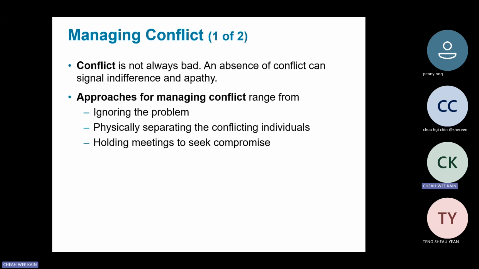If there is no conflict, it's a sign of indifference. People don't care. Apathy means people are too lazy. You often see this when the CEO is very gung ho, and everybody is scared of the CEO. The CEO says A, everybody will say A. Nobody dares to say B because they will be shouted down. Is that good? No, I don't think it's good.